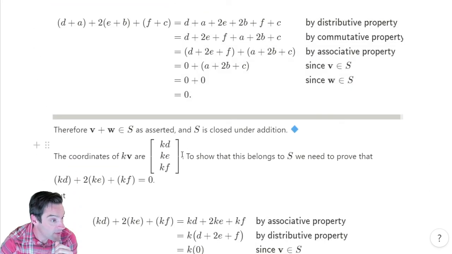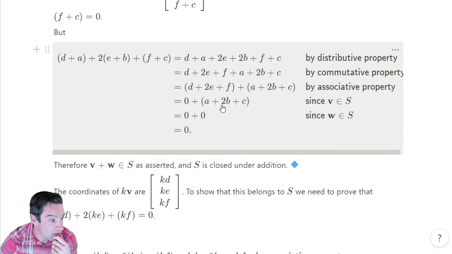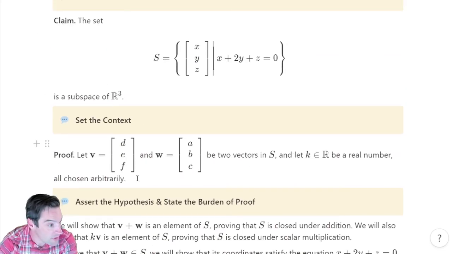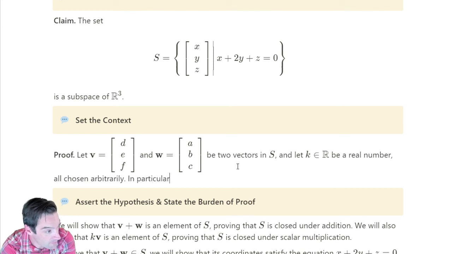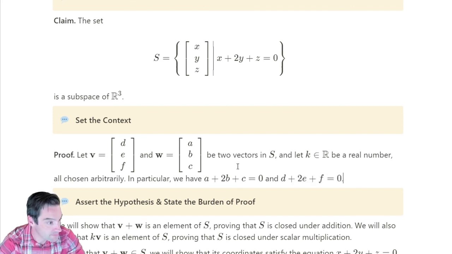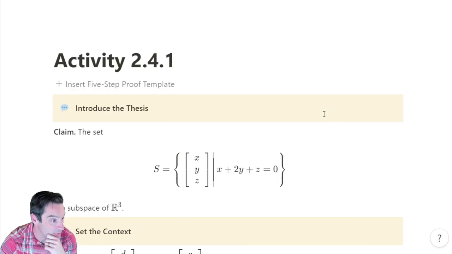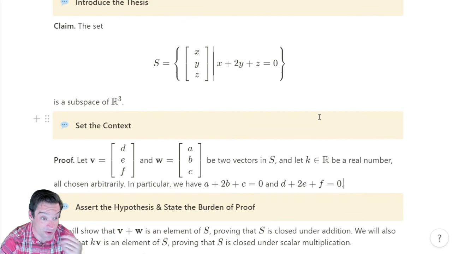And I suppose the only other thing I'll add here is, since we had to draw these conclusions about d plus 2e plus f equaling 0 and a plus 2b plus c equals 0, since those are so important to the proof, I would put those up front here in setting the context. So once we chose v and w to belong to S, I would say something like, in particular, we have a plus 2b plus c is equal to 0, and d plus 2e plus f is equal to 0. And so here is a full rendition. So this is what the proof would look like if you saw it in a textbook or something.